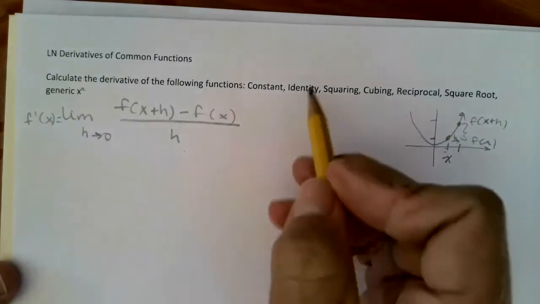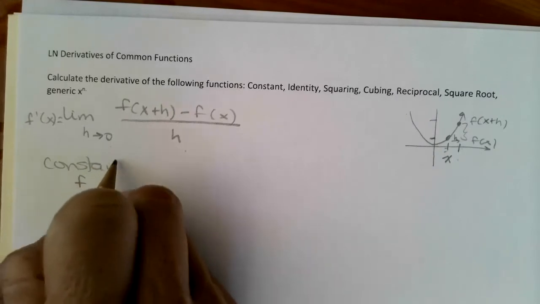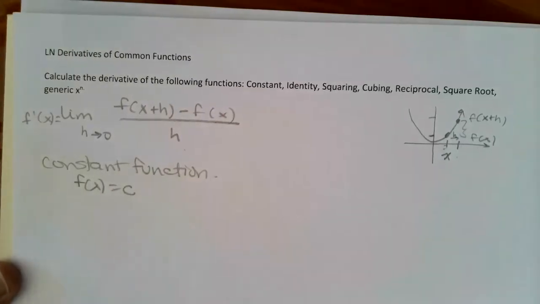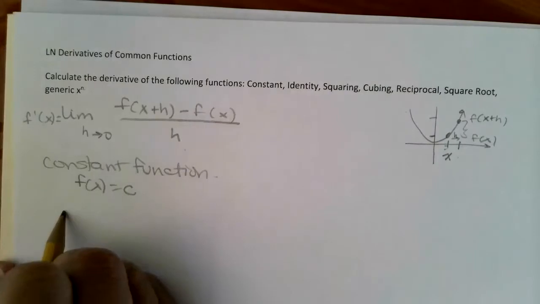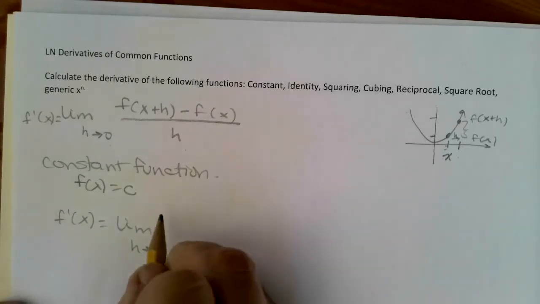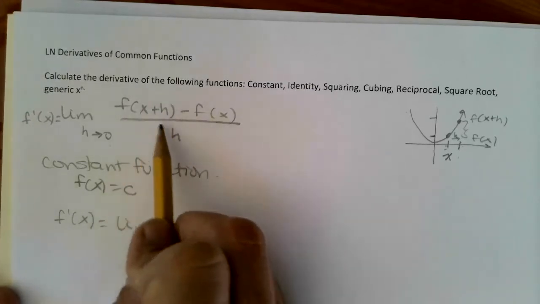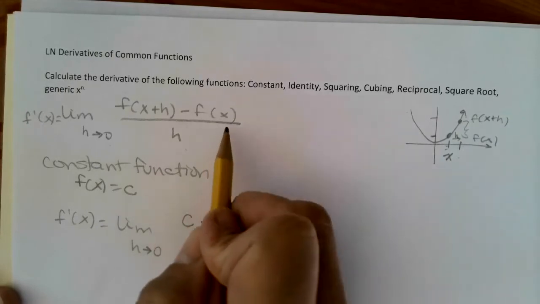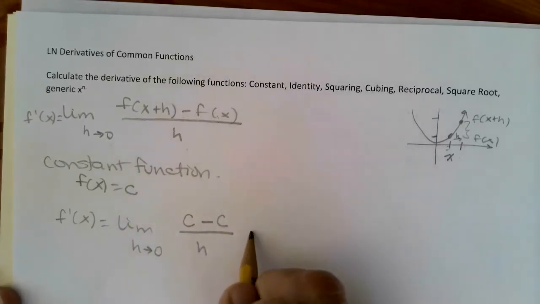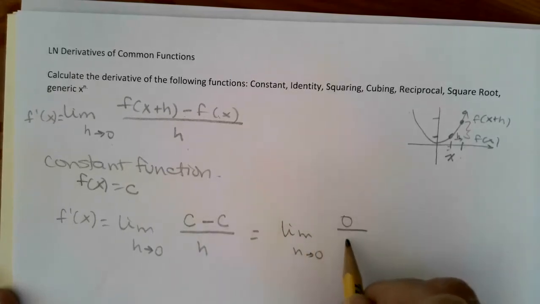Okay, so let's go ahead and do this for the constant function. So what does the constant function look like? f of x equals c. So here we go, we're going to do the definition. f prime of x says we're going to take the limit as h goes to 0 of f of x plus h. Well, if f of x is the constant c, then it doesn't matter what you plug in, what you get out is c. Same thing for the right side: minus f of x, well, f of x is c, and then that's over h. So the limit as h goes to 0 of 0 over h.